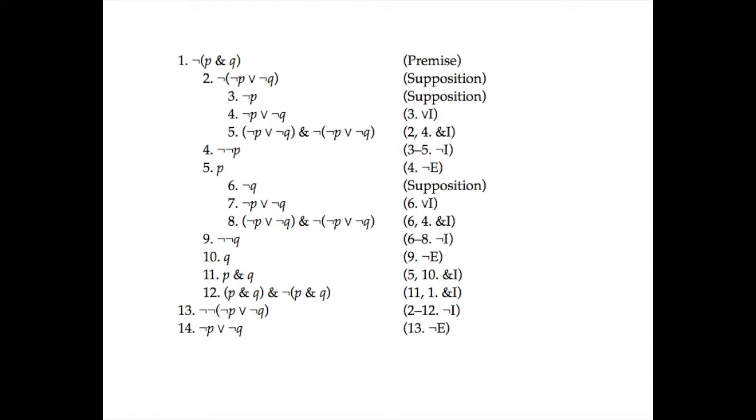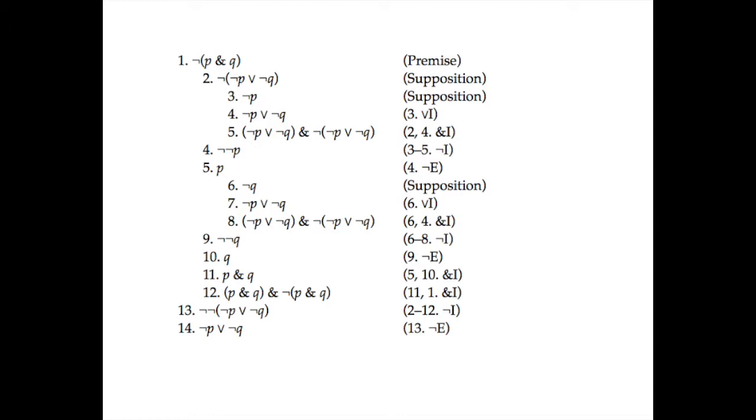Sorry, the parentheses next to line 8 are wrong. That should say line 7 and line 2, and introduction. But that's a contradiction. That means the supposition on line 6 is false. And so line 9 says not Q, not the supposition on line 6. That comes from line 6 through 8 by not introduction. And line 10, that just means Q. Okay, that comes from line 9 by not elimination.